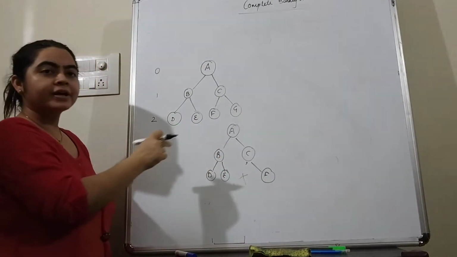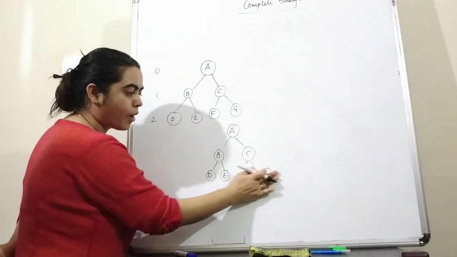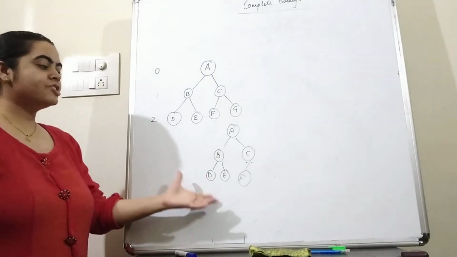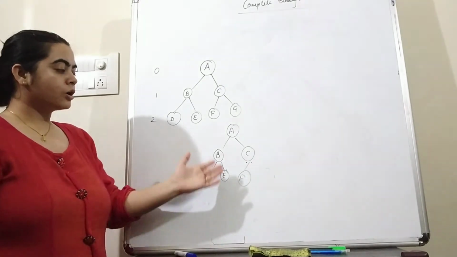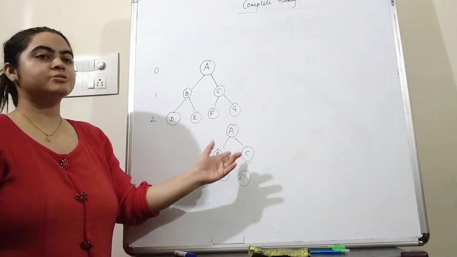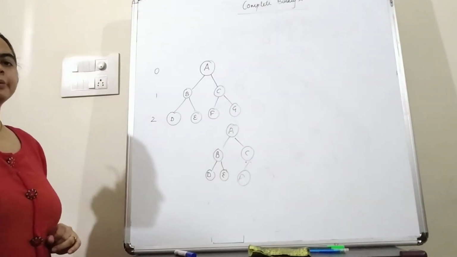If we want to make this binary tree a complete binary tree, then we have to add this F on this side, because at the last level each and every node starts filling from the left hand side. So we are not allowed to leave any empty space within the level. So these are the two examples of the complete binary tree.